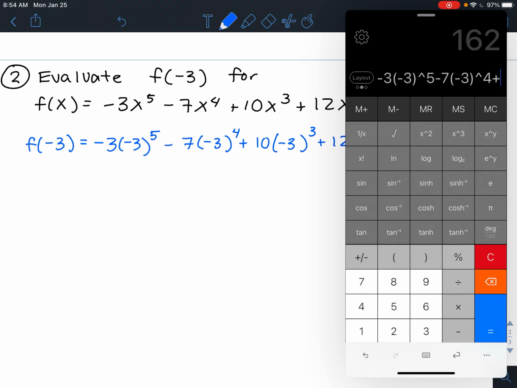Can I? Nope. Okay. Oh, okay. I had to write the plus sign in. Interesting. Obviously, I've never used this calculator before. Plus 10.